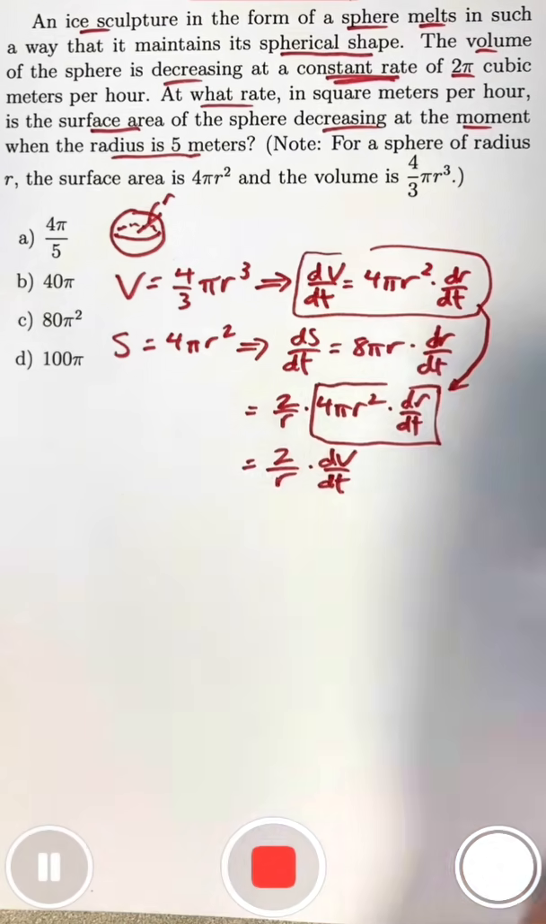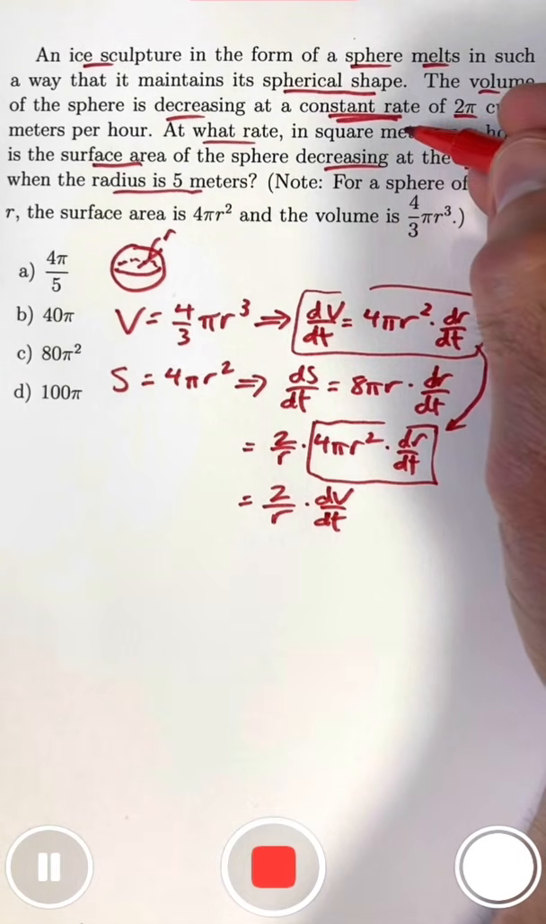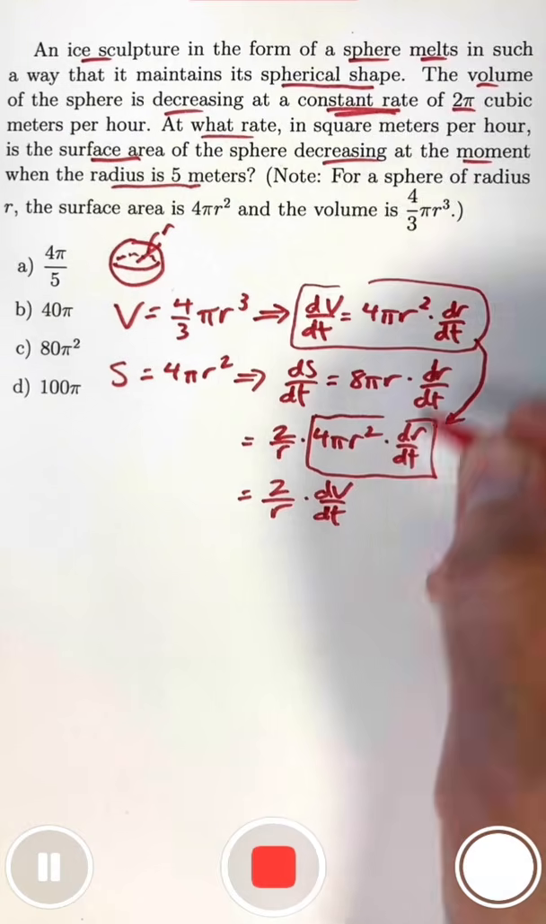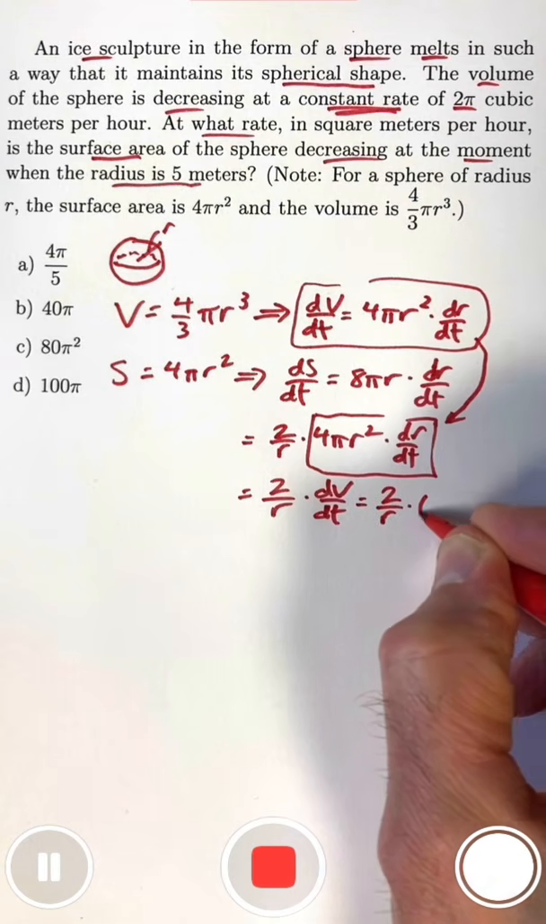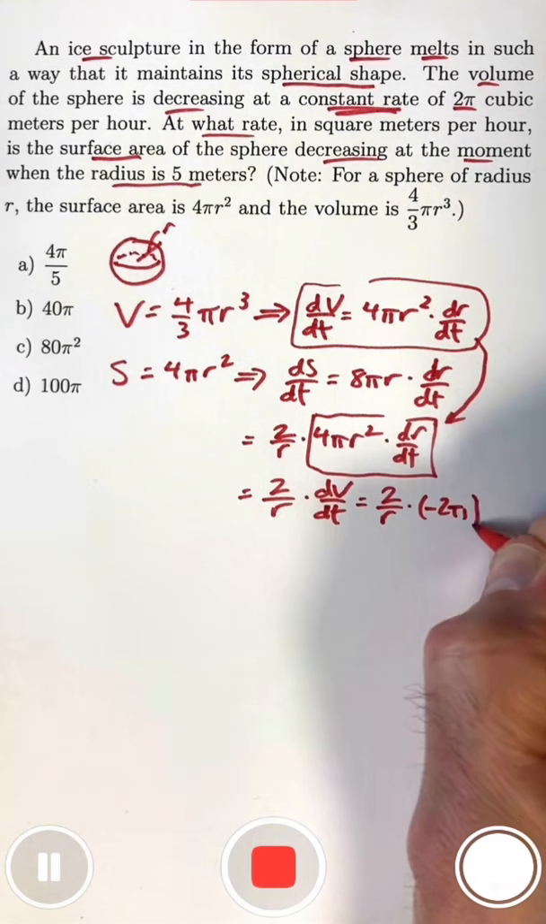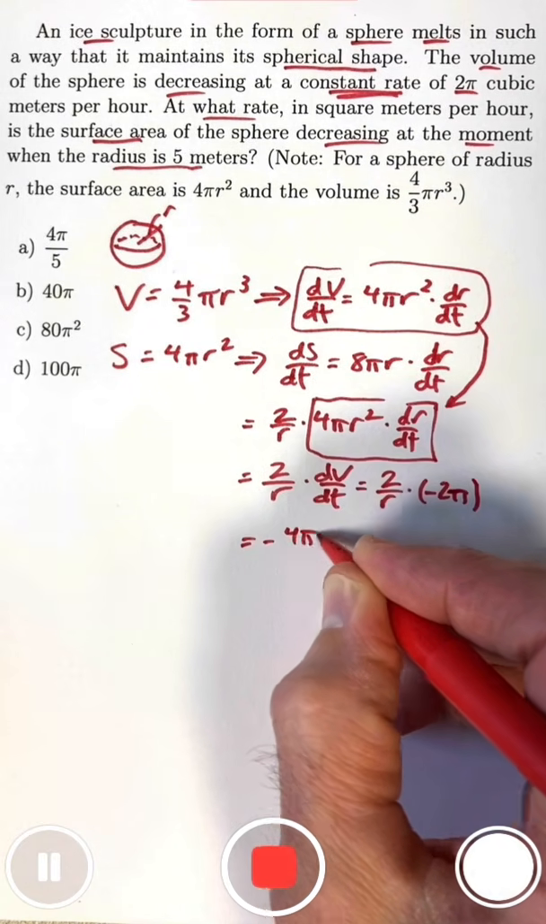Now again, dV/dt is constant. This is melting at a constant rate. It's getting smaller, so actually dV/dt is negative 2 pi. So we can replace dV/dt with negative 2 pi and simplify this to negative 4 pi over r.